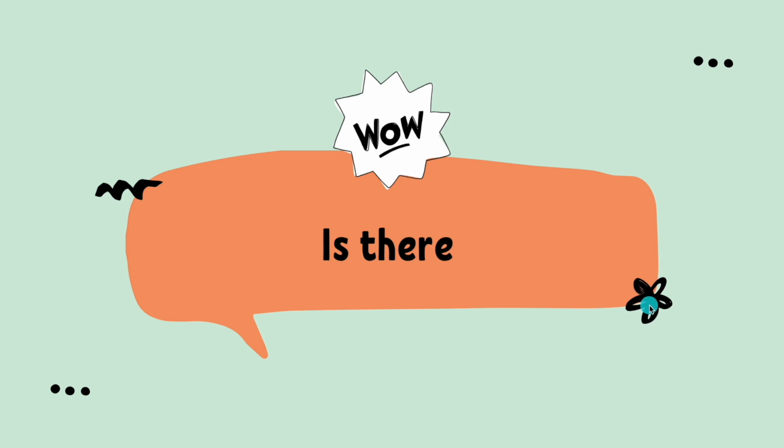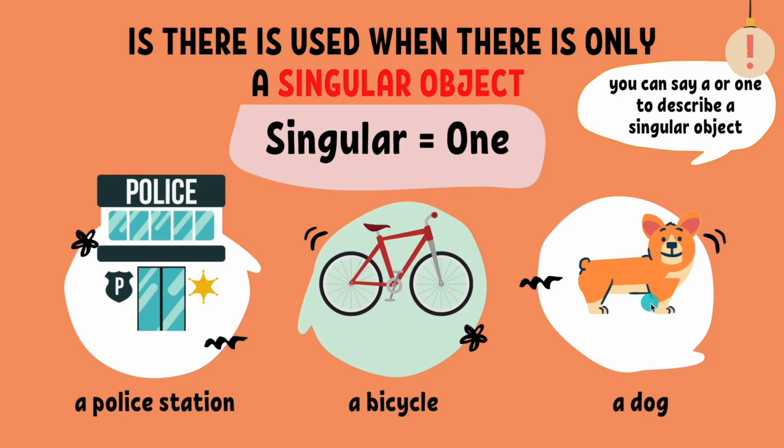Okay, now for is there. Is there is used when there is only a singular object. Is there kita guna bila cuma ada singular object. Apa maksud singular object? Singular object here means one object only. Cuma ada satu saja objek. So you can say a or one to describe a singular object. Cara untuk awak tahu benda tu satu, it's either dia cakap one ataupun dekat depan dia ada a.